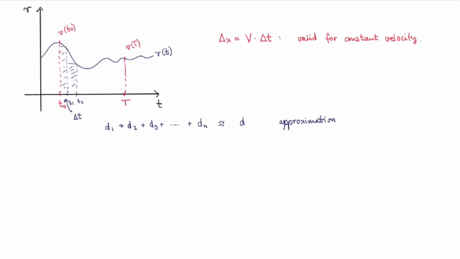But that still doesn't tell me how I can calculate the distance traveled. This is just an approximation. And this is where things get really crazy. So how do I calculate the distance traveled, which I call d? Well, the idea is totally crazy. The idea is the following.